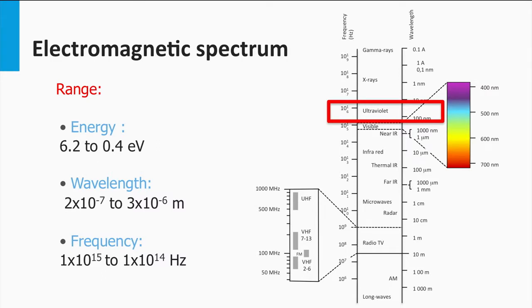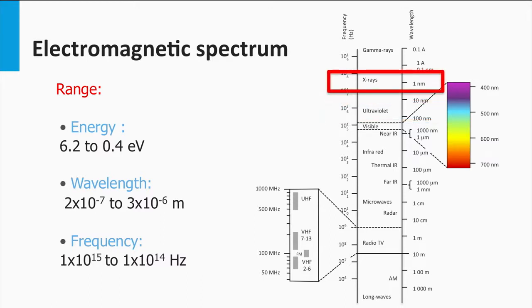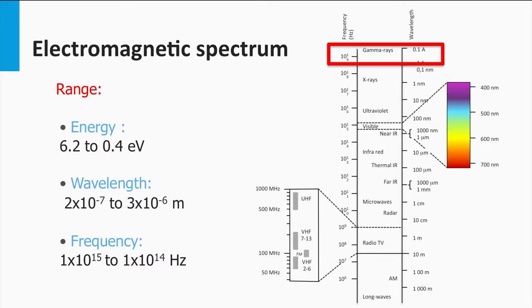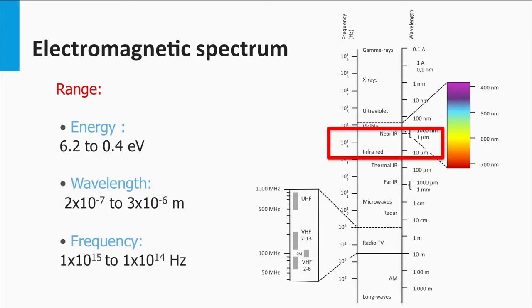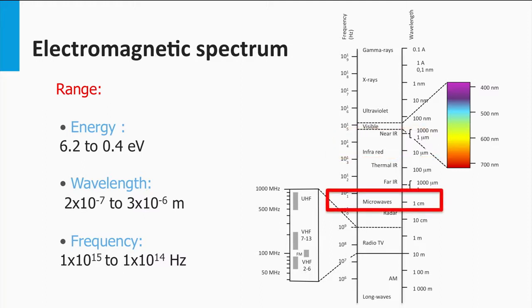At the high energetic side of the visible spectrum, we find the ultraviolet light, which are electromagnetic waves with wavelengths in the order of 100 nanometers. Going to higher energies, we arrive at the X-rays, which have wavelengths of around 1 nanometer, and gamma rays, which have wavelengths of 0.1 nanometer. On the low energetic side of the visible spectrum we find the near-infrared and the infrared light, which has wavelengths of around 1 micron and 10 microns respectively. Microwaves are electromagnetic waves with wavelengths in the order of centimeters.